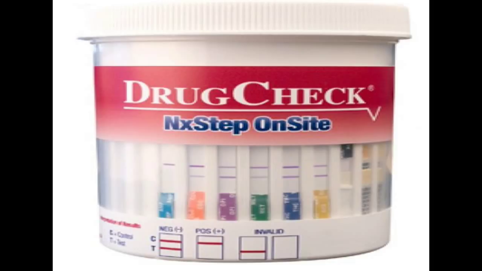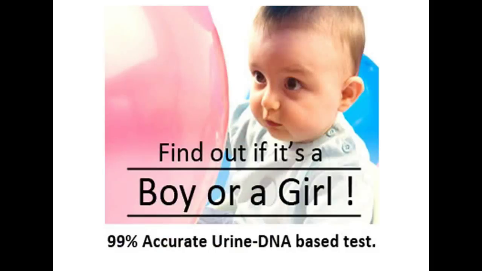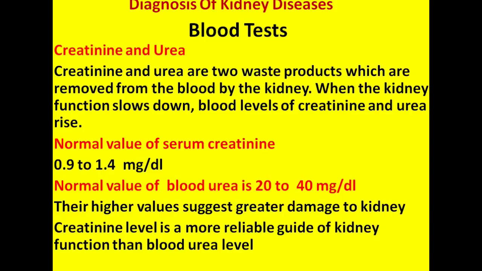In sports and other settings, they commonly use urine tests to check for drug abuse or even to check the drug quantity in the urine. Another indication is to check the urinary DNA to find out if it's a boy or a girl. Urinary DNA testing is also now increasing to diagnose cancers. And next we go to the blood test.